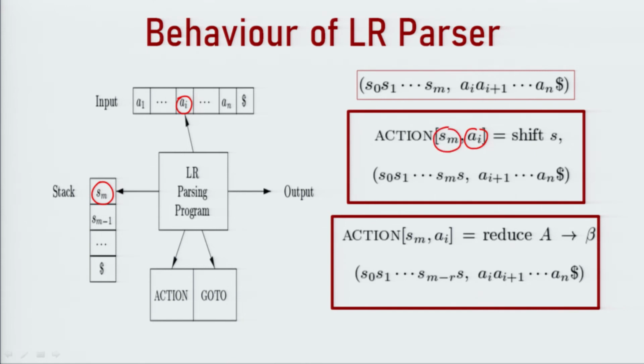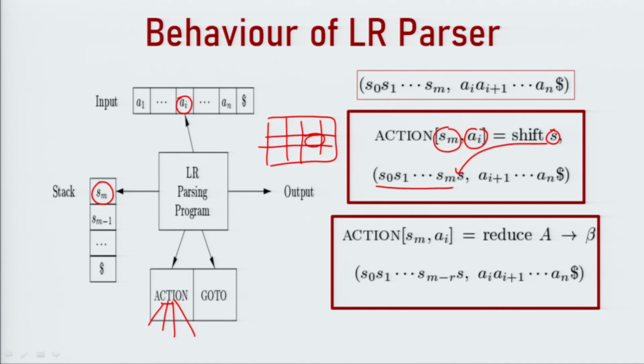First, we will look at the table. In the action part there are 4 possibilities: shift, reduce, accept or error. Now, suppose at this particular cell of the table the action is shift S. What will change in the LR configuration? This is the initial configuration, S0, S1 up to SM, and here we have S. It will be shifted onto the stack; simply we will push this number S onto the stack.